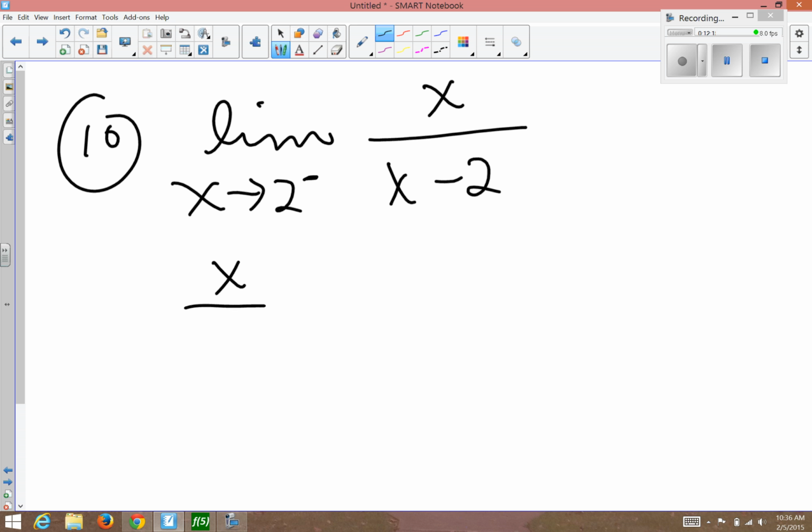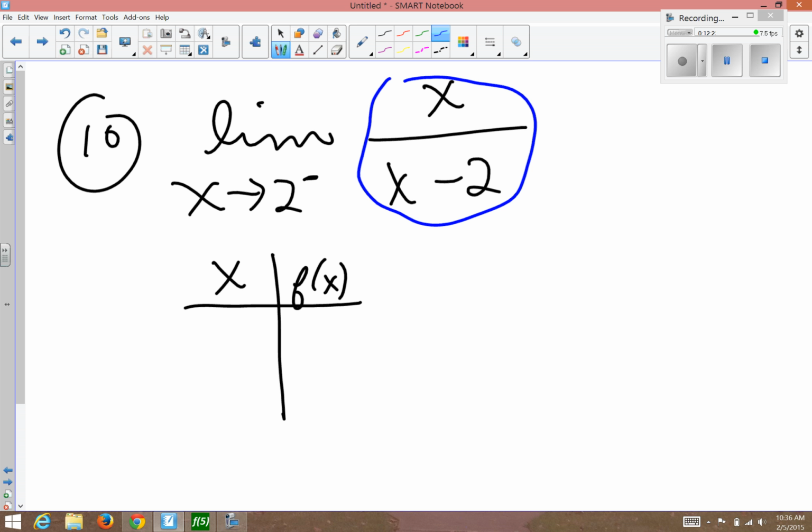So back to the calculator. This time when I say f of x, I'm talking about this right here. I know that I can't plug in 2 because dividing by 0 is impossible even for a calculator. So we're going to plug in 1.9 for 2 reasons. 1.9 is close to 2, and 1.9 is on the left side of 2. So it's important to be close to 2, really close, but on the left side.